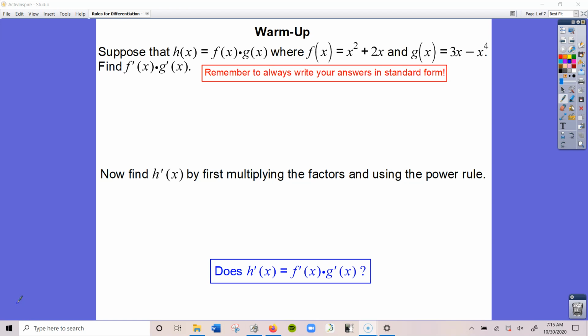Hello everyone. Today we're going to learn about the product rule. Now before we get into that, we're going to start off with a warm-up so that we can investigate exactly what the product rule is.